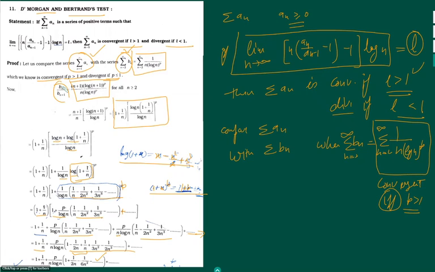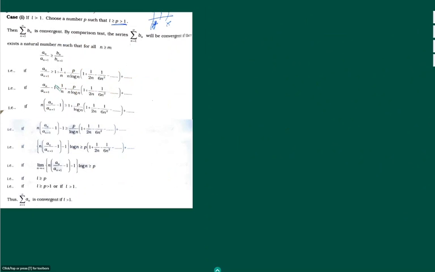What we are calculating, we are calculating Bn over Bn plus 1. So now we discuss these cases. Case 1 is if L is greater than 1, this is L and this is 1. If L is greater than 1, then you can choose p.